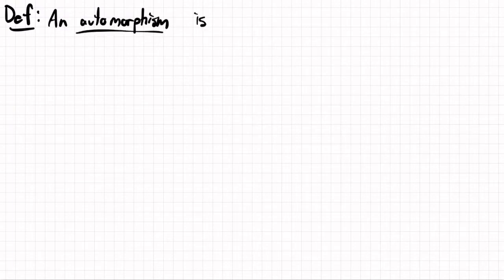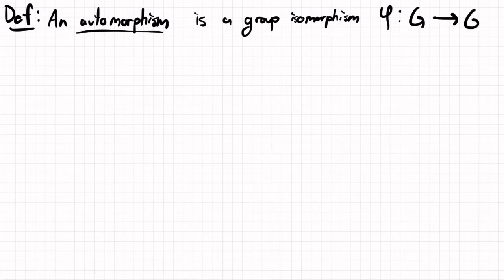So let's define an automorphism. An automorphism is a group isomorphism phi from G to G itself, where, of course, G is a group.